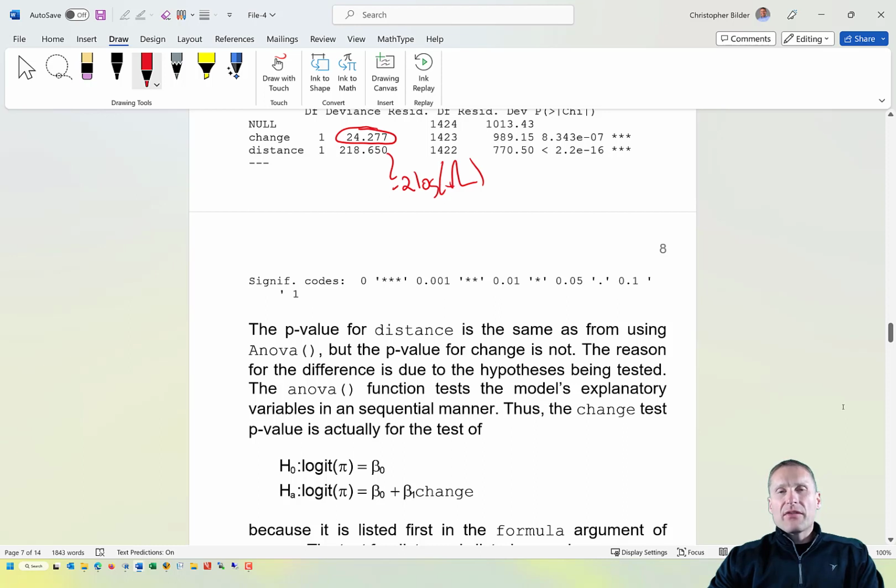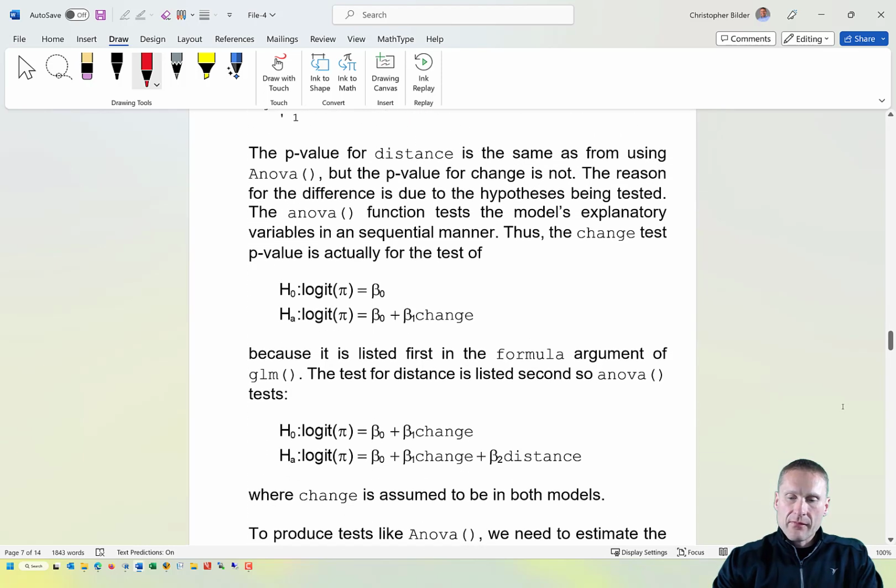The hypotheses that the little anova function tests can be different than the ones for the capital ANOVA. Here's what's happening in this particular case. The tests corresponding to change actually test this: the null hypothesis model with no explanatory variables in the model versus a model that only has change. Notice that distance is not in the model.